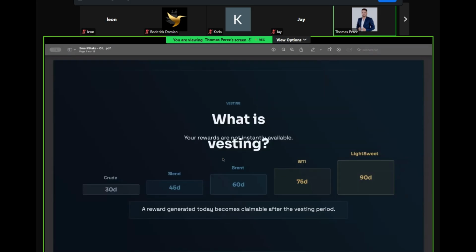And again, that cliff period will be downgraded, and we will see later on the DApp the final target for all those tiers and their vesting period from fresh reward.